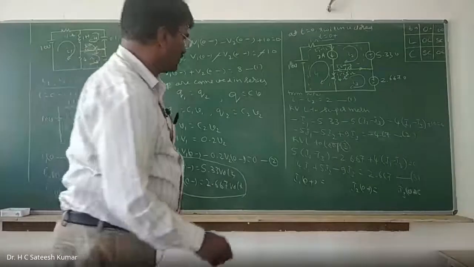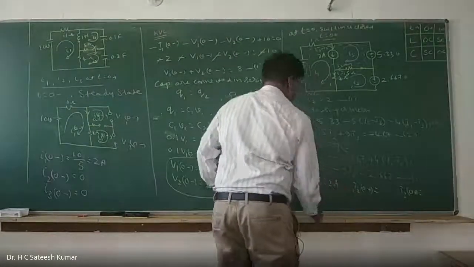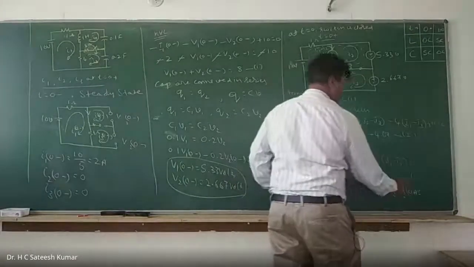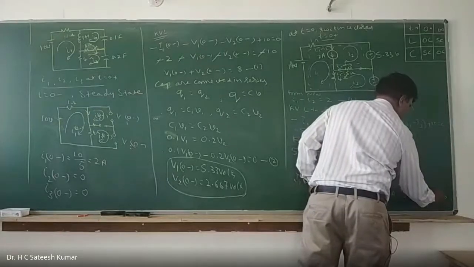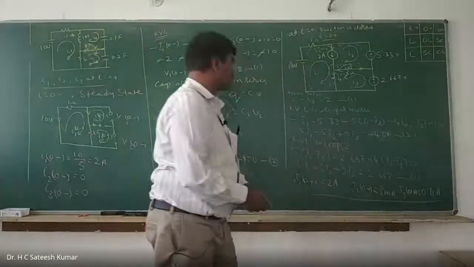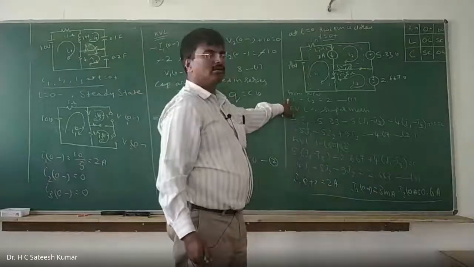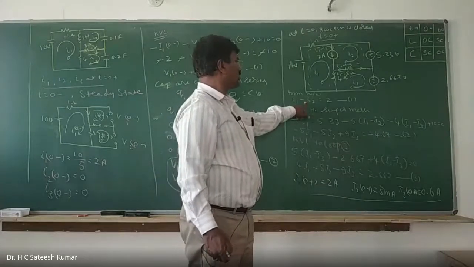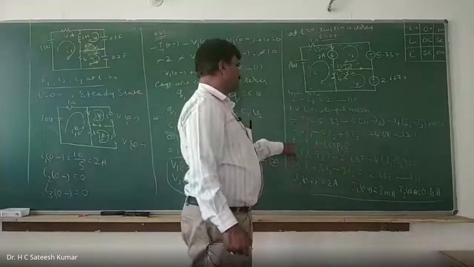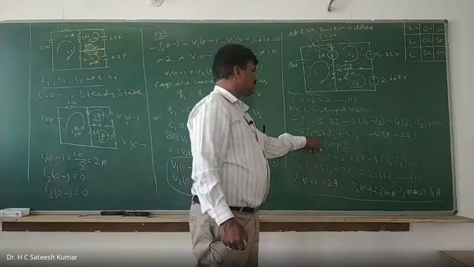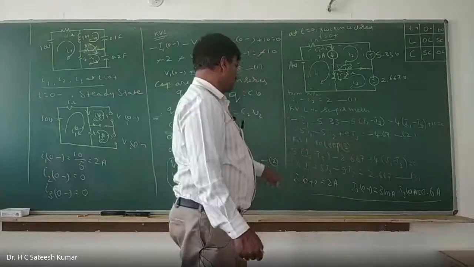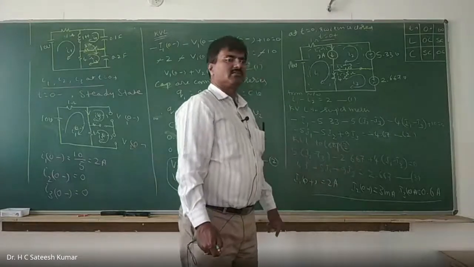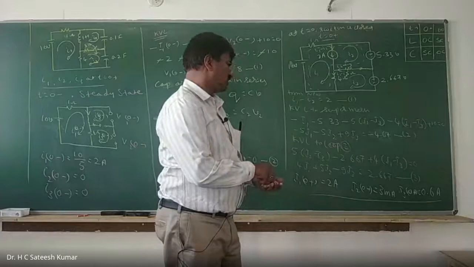I1 is 2 amps, 3 milliamps, 0.6 amps. Let's check once. Look at the I1 coefficients: 1, 1, 3; then minus 1, 0, 2; and next minus 5, 9; and the third one 4, 5, 2.66. Correct. So I1 at 0 plus is this much: 3 milliamps and 0.6 amps.